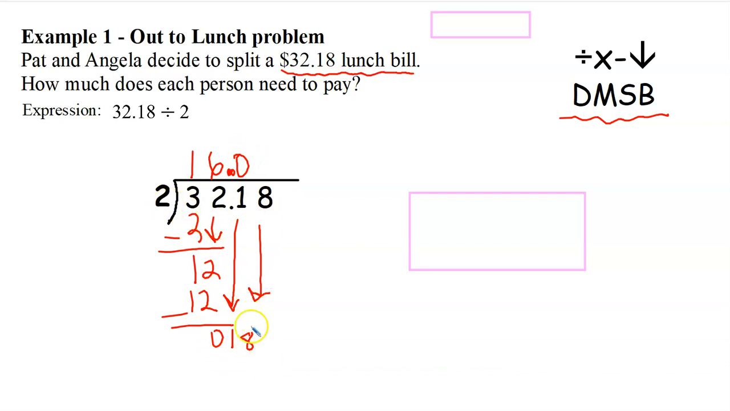And I know that 2 goes into 18 9 times. And when I subtract, I have no remainder, which means that this is the end of my division, which is a good thing because money only has 2 places. So each person pays $16.09.